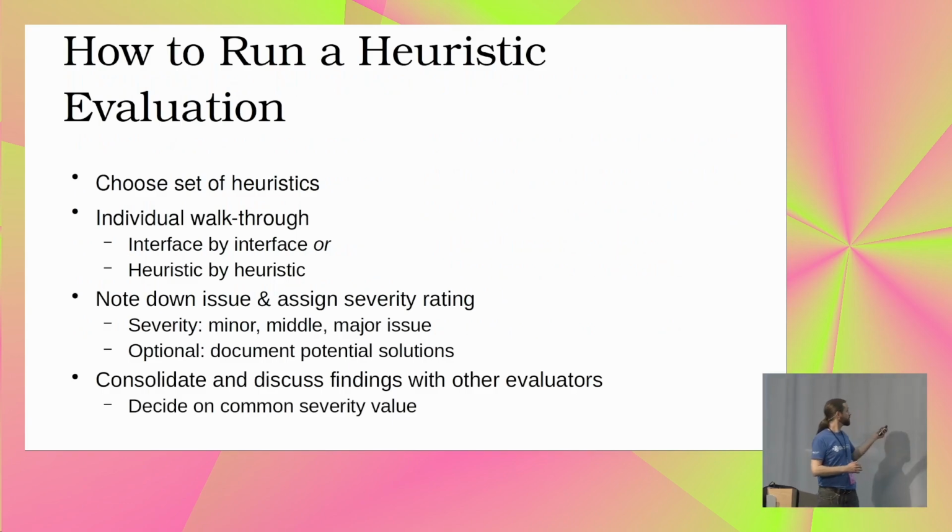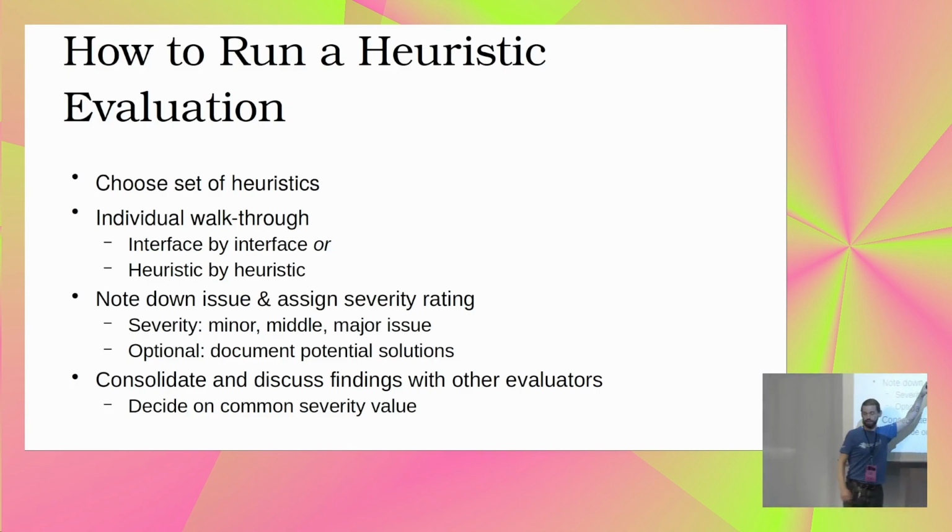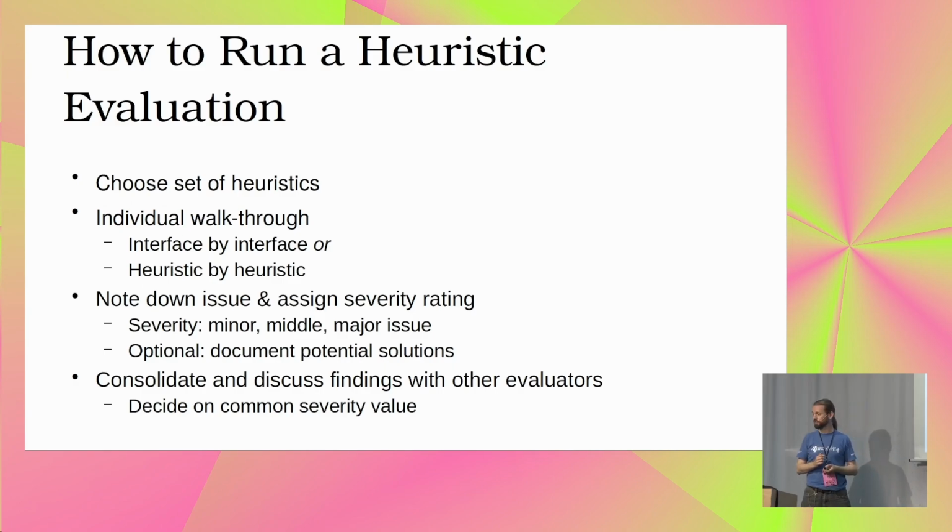Okay, as I said, how to do it, you first choose a set of heuristics. Could be the ones by Nielsen, could be other ones, there are other ones as well. Then you do an individual walk through either interface by interface or heuristic by heuristic. Write down the issues you find, assign a severity ranking. Often you do it in 3 steps, like for minor, middle, or major issue. Maybe you have already ideas how to solve it, then obviously write it down as well. And in the end, the 3 to 5 experts come together and they consolidate and do it together to then come to an agreement, because different people, different eyes see different things, and that's then how you run it.